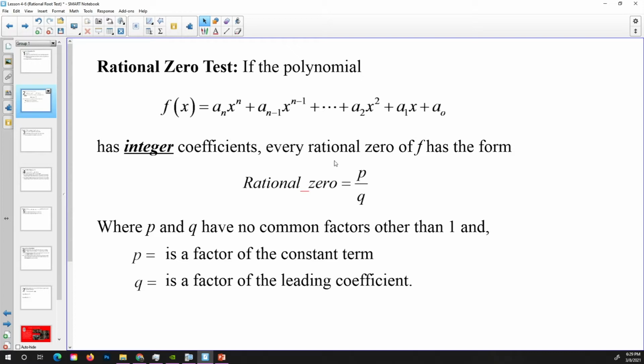Then every rational zero, and rational, R-A-T-I-O, the first 5 letters, spells ratio, so every fractional type zero has the form P over Q, where P and Q have no common factors other than 1, and P is a factor of the constant term. Remember, the constant term is always going to be a sub 0, and Q is a factor of the leading coefficient. The leading coefficient is always the coefficient of the highest power.